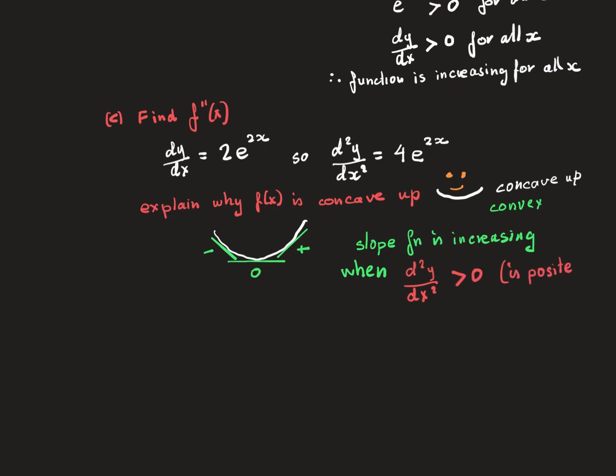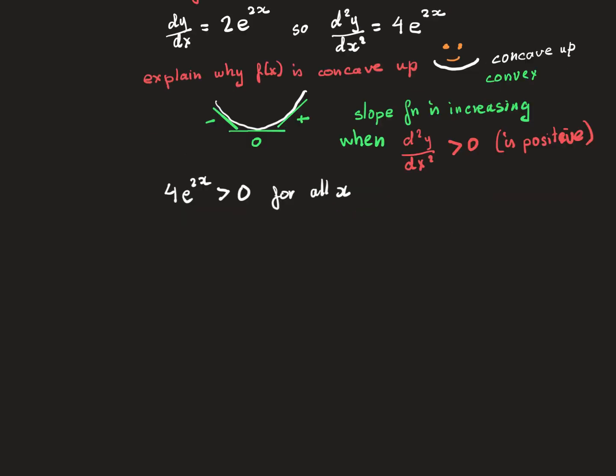And we can see here positive, and you can see from our second derivative that 4e to the 2x is always greater than 0 for all x. So we have proved, therefore, that the second derivative is always positive, and that means that our function must be always concave up because the slope is always increasing.